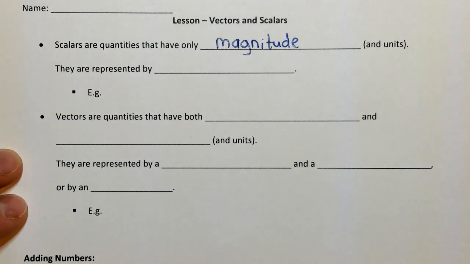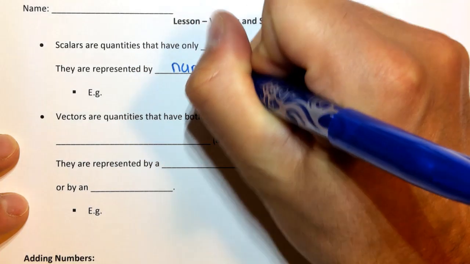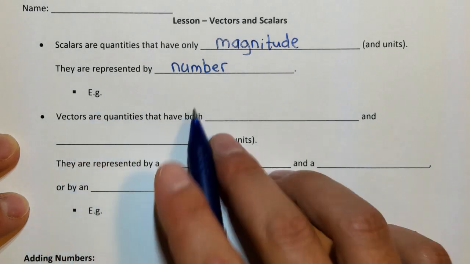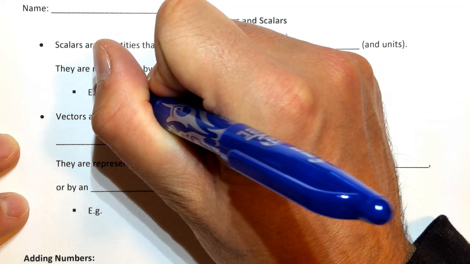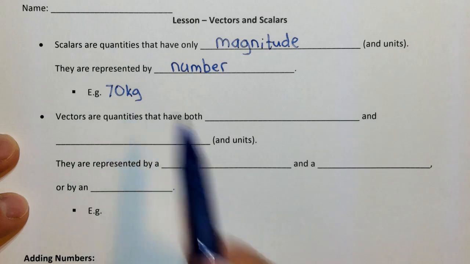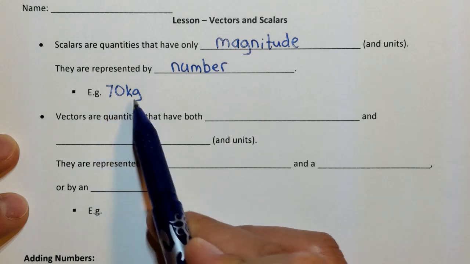Magnitude is something that tells us how much of something there is. And a scalar is represented, when we write it down on paper, with a number and some units as well. So for example, you might have measured at some point the mass of something, which you would record using a number and units. So 70 kilograms. That's an example of a scalar. It just has magnitude, something that tells us how much mass is there, and it includes some units.